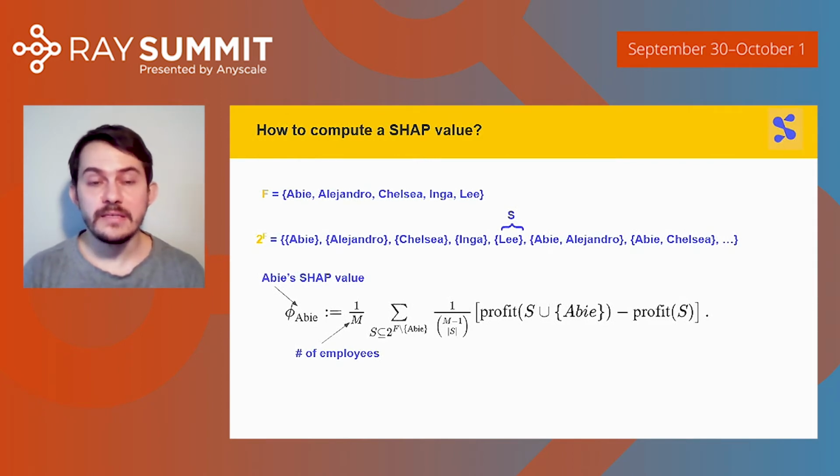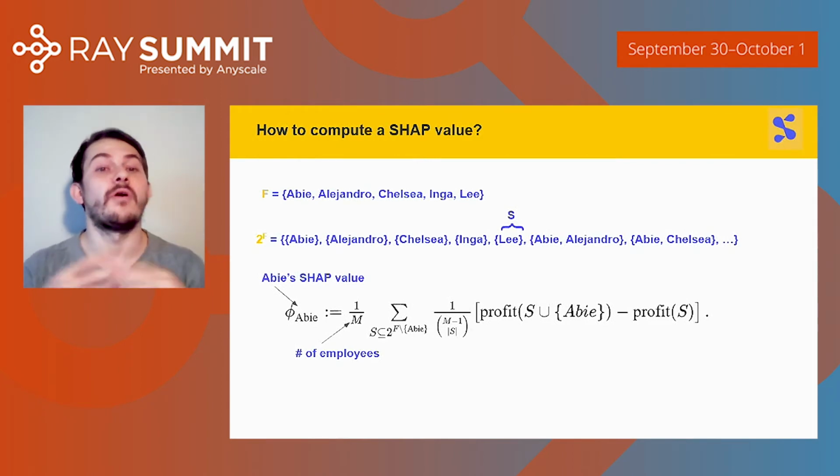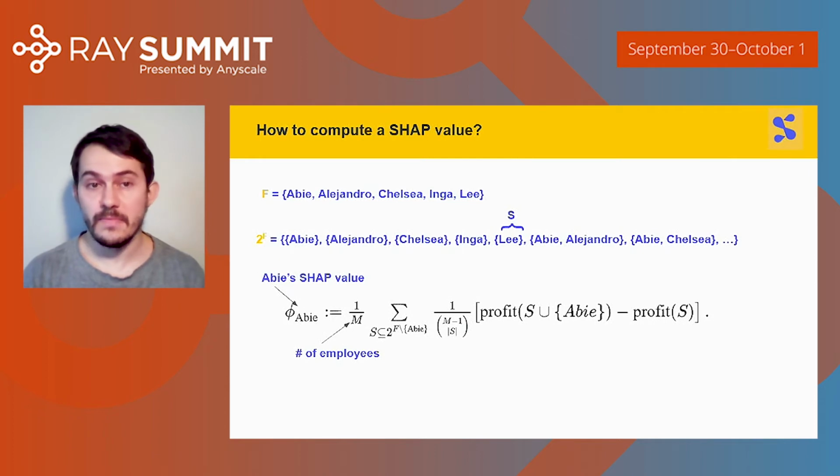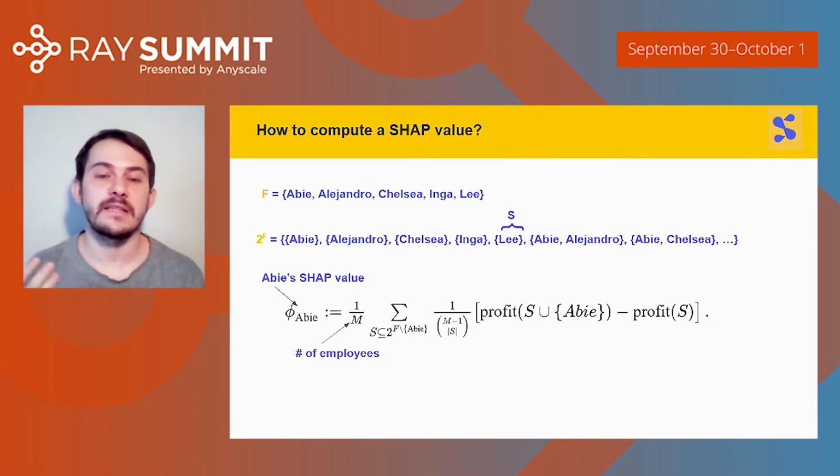Note that this requires enumeration of all possible teams of all sizes, and this is exponential in the number of employees in the company. So therefore, you may say, well, it only works for startups. But the same methodology really is applied for attributing the difference between a model output and a baseline value to the set of input features of a machine learning model.